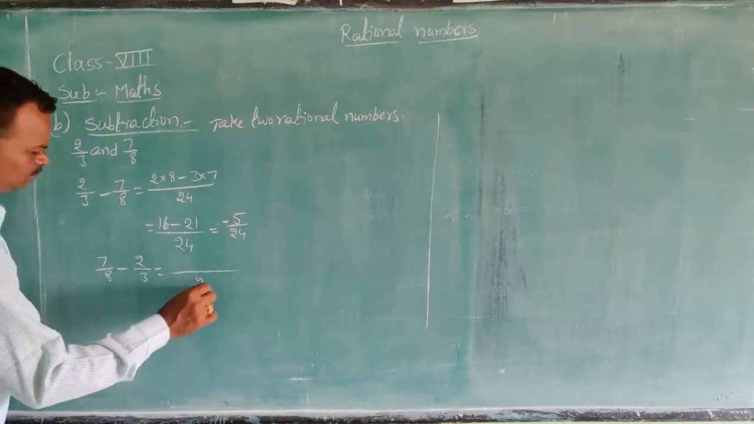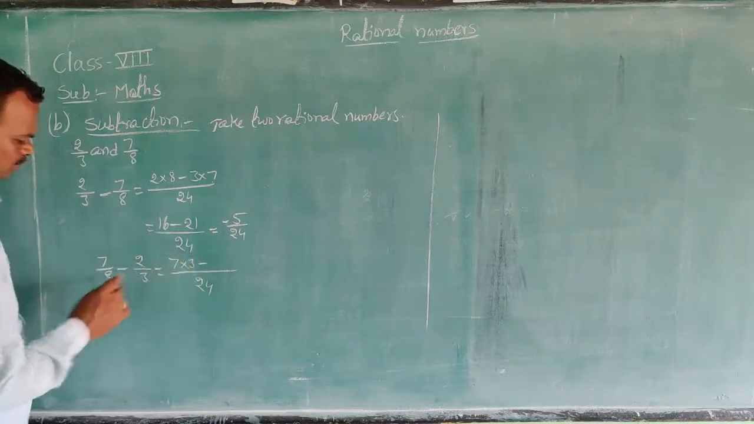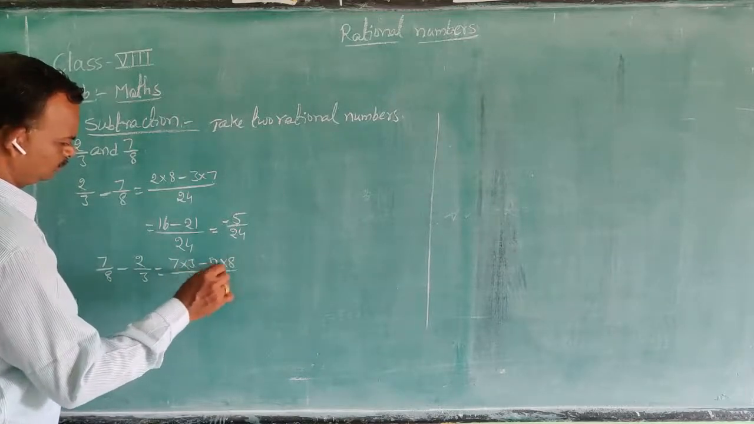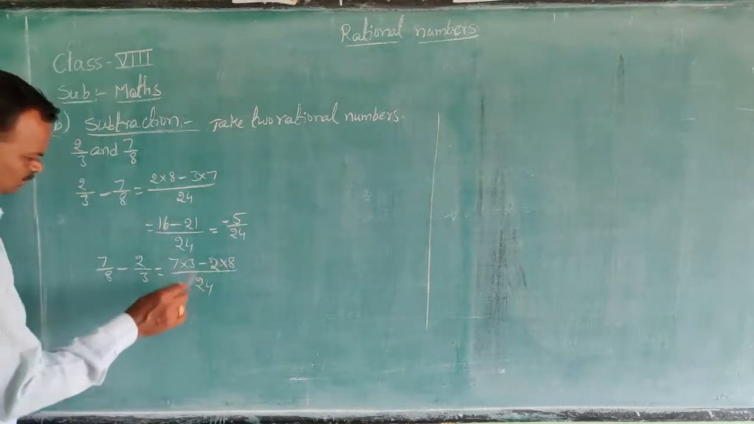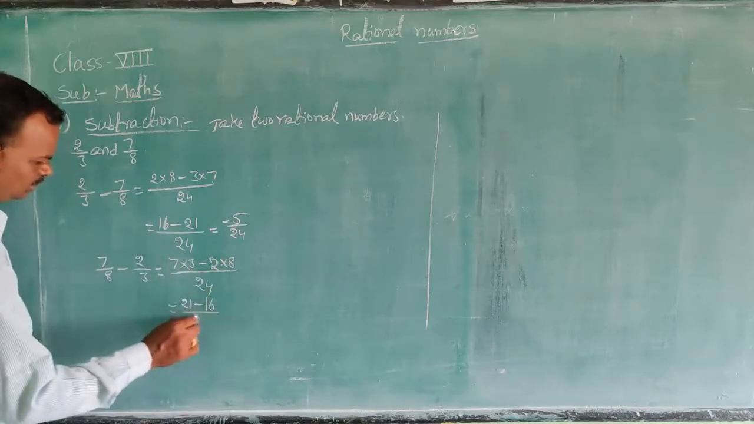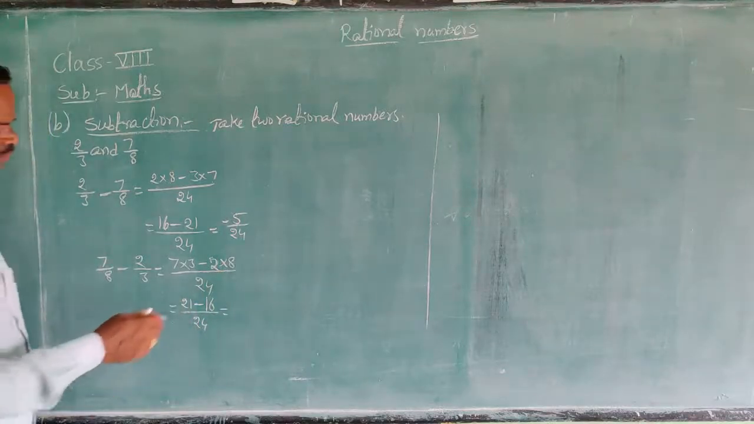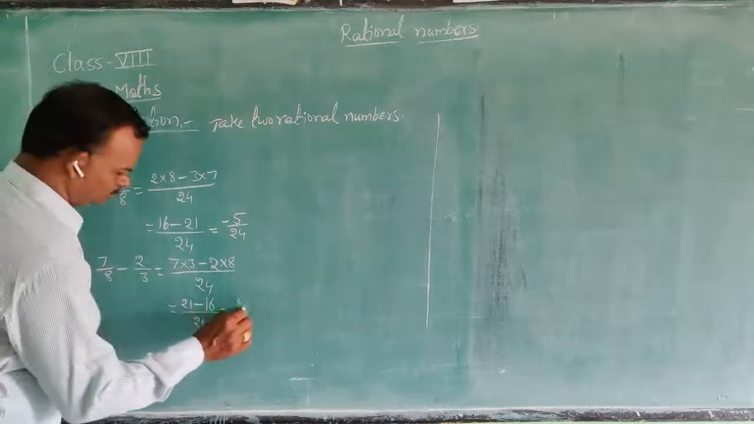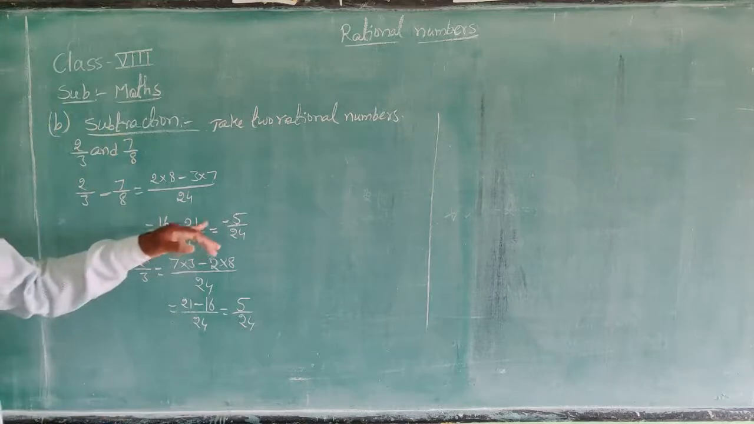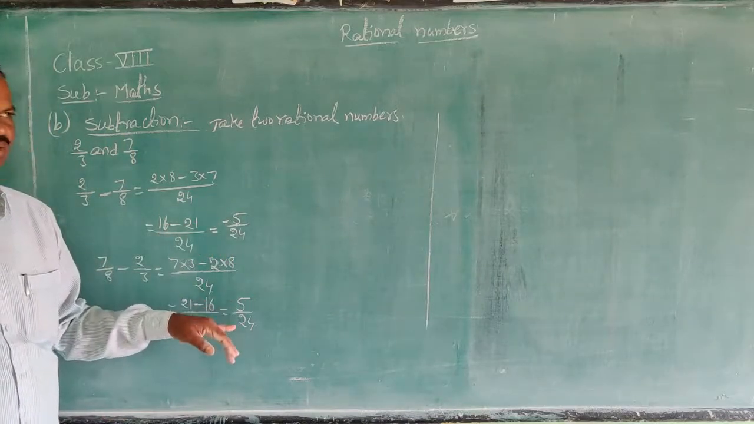Here the LCM is 24, 3 into 7, 21, minus 2 into 8, 16, by 24, that is 21 minus 16 by 24. This value gives minus 5 by 24, this value gives plus 5 by 24.